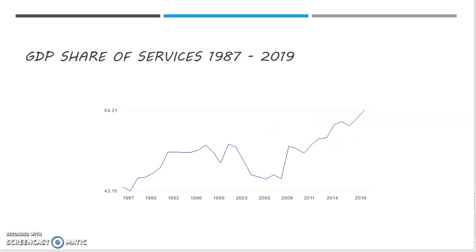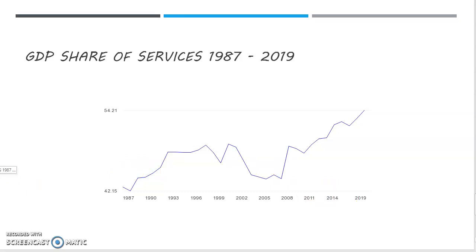What about the services sector? For the shares of services from 1987 until 2019, you will see that it was less than half, about 40% of the GDP coming from the services sector. Then it became more than half. Nowadays more than half of our GDP, about 54%, comes from the services sector.